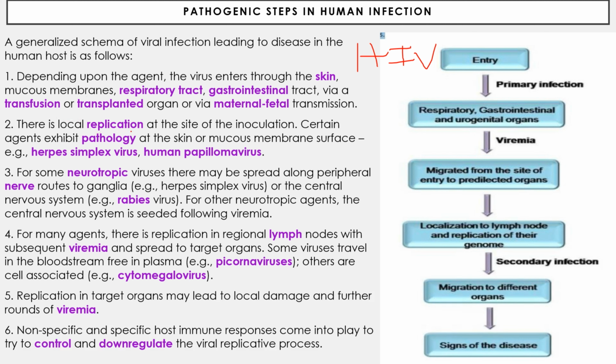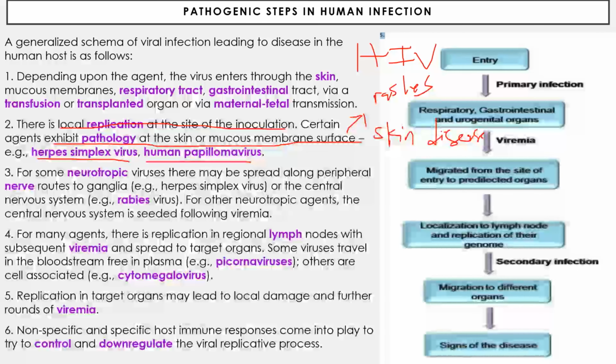Then there would be local replication, class, at the site of the inoculation. So from the site of entry, viruses would start replicating. Now, certain viruses would exhibit pathology at the skin or mucous membrane, such as herpes simplex virus or human papilloma virus. When you say exhibit pathology at the skin or mucous membrane, class, there would be different rashes, different skin diseases that would form, such as in the case of herpes. If you have herpes, class, you will develop skin ulcers. Or if you have human papilloma virus, this is known to cause warts.